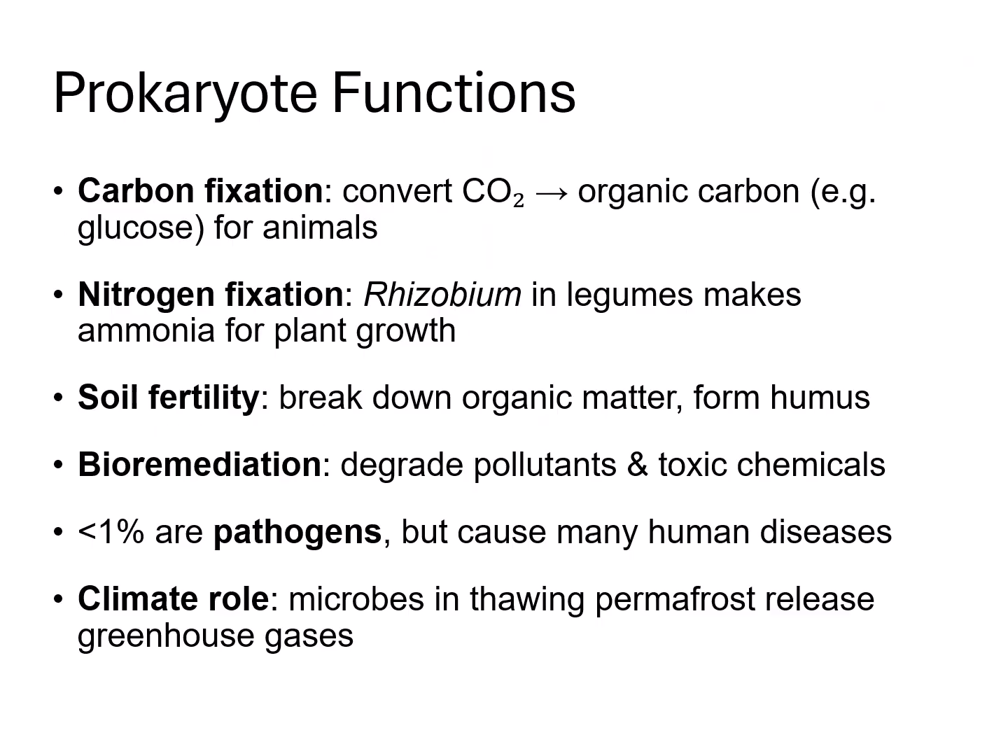Prokaryotes perform vital ecosystem roles for us. They can fix carbon, for example, converting inorganic carbon dioxide into a usable form of organic carbon, such as glucose for us. They can fix nitrogen, such as rhizobium, the bacterium found in legume roots like beans, peas, or lentils. They can improve soil fertility by breaking down organic matter, forming the organic layer within the soil called humus. They can clean up pollution through bioremediation by getting rid of pollutants and even toxic chemicals.